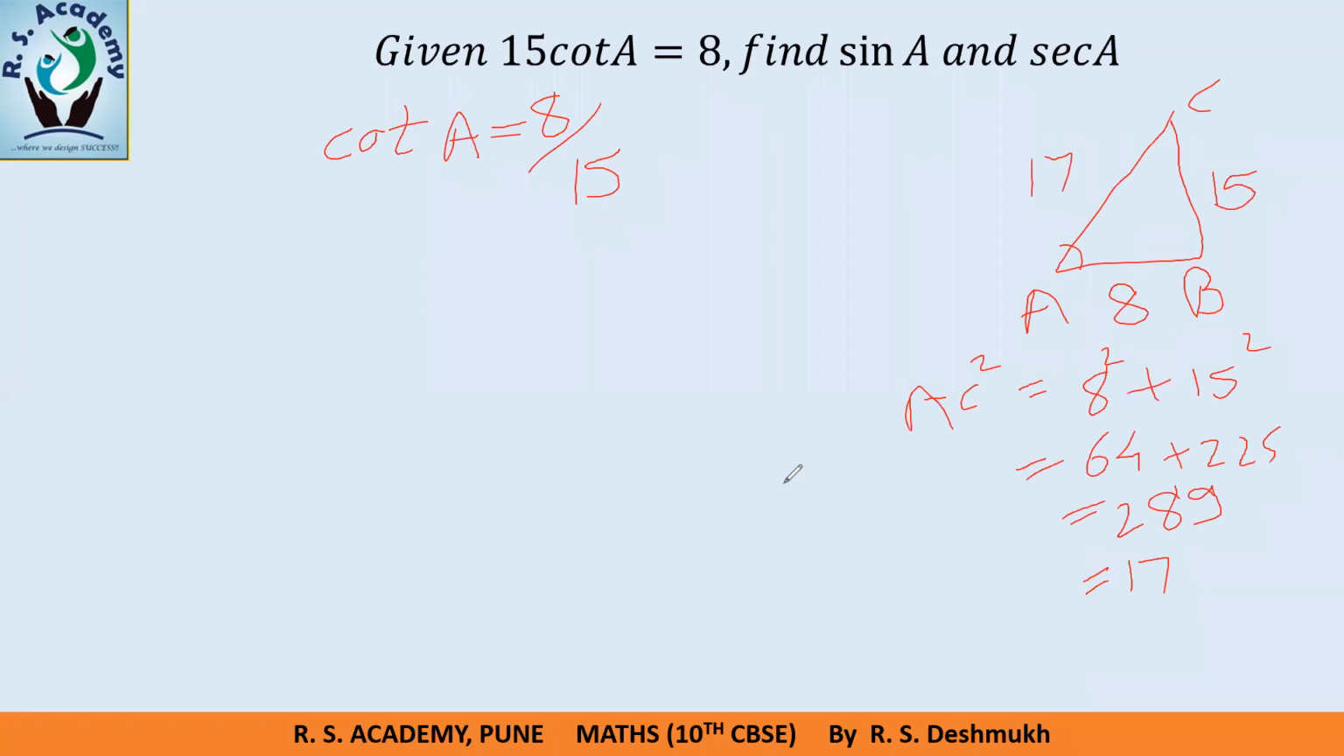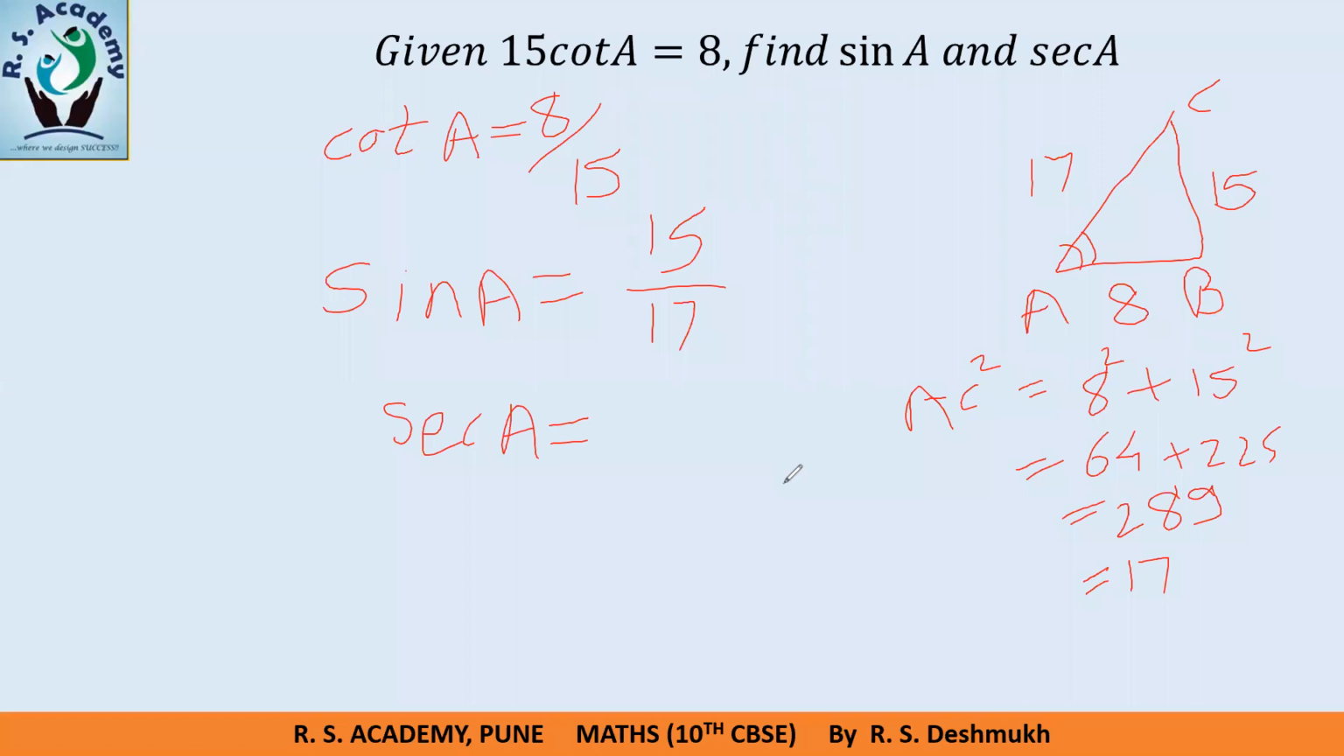Now what do they say? Find sine A. So what is sine A? If I consider this angle, dear friends, sine A is opposite upon hypotenuse, and therefore it is 15 upon 17. Thereafter they ask me one more, that is sec A. What is sec A?